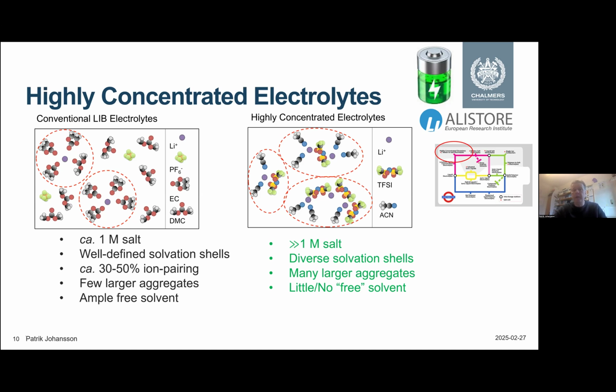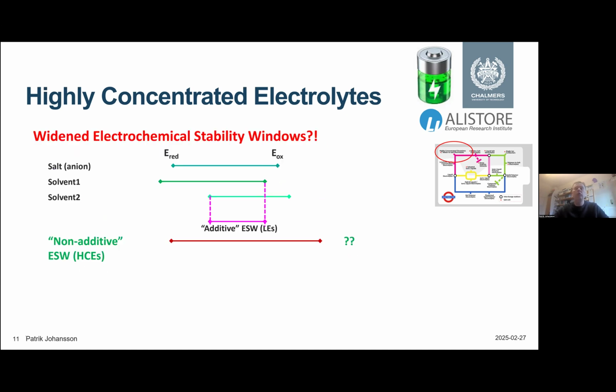So how can we understand these highly concentrated electrolytes and what actually differs there? Well, one thing that really made people very interested in them is that you do change things: the widened electrochemical stability windows. Where does that come from? If you think about a normal liquid electrolyte, a conventional one at 1 molar, you have these electrochemical stability windows. You have the reduction potential and the oxidation potential of the anion, the salt basically being the anion in this case.